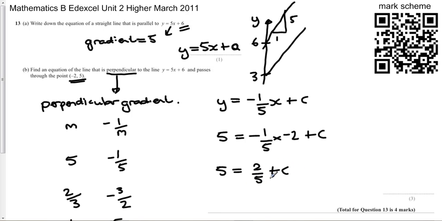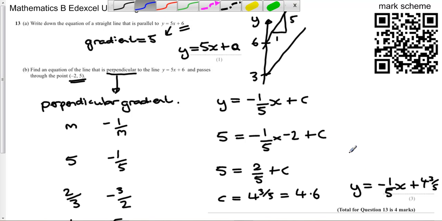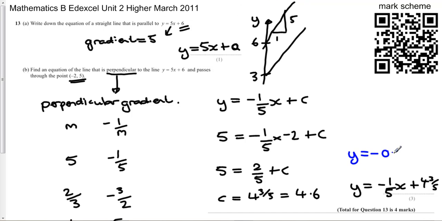Now for 2/5 to be added to something and give an answer of 5, you should be able to work out that c is going to be 4 3/5, or that can also be written as 4.6. So our equation is going to be y equals negative a fifth x plus 4 3/5. And an alternative way of writing that would be perfectly acceptable as well, is negative 0.2x plus 4.6.